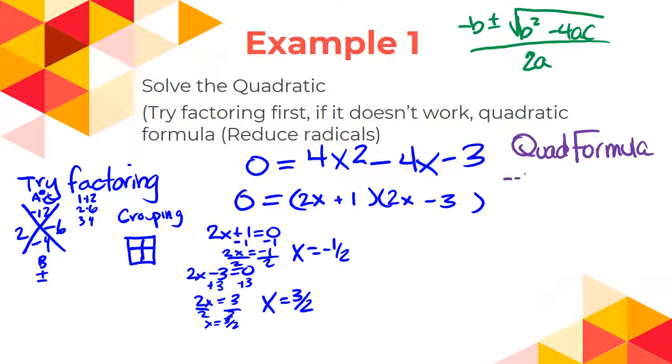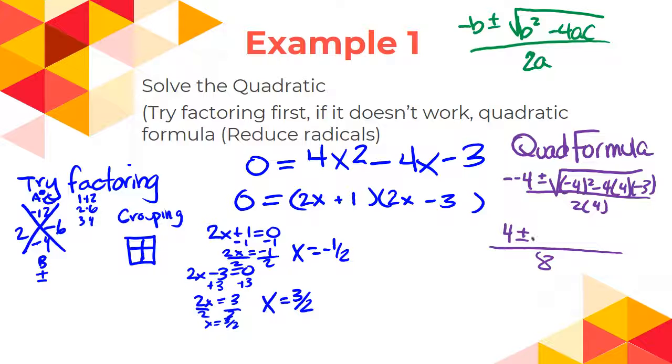So negative b, or negative 4, excuse me, is your b value. That means I've got negative 4 squared minus 4 times a times c all over 2 times a. So simplify the basic stuff. A double negative is a positive.